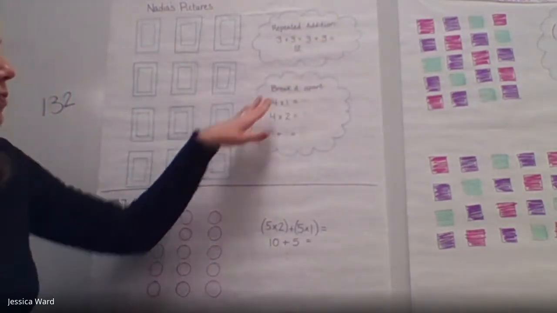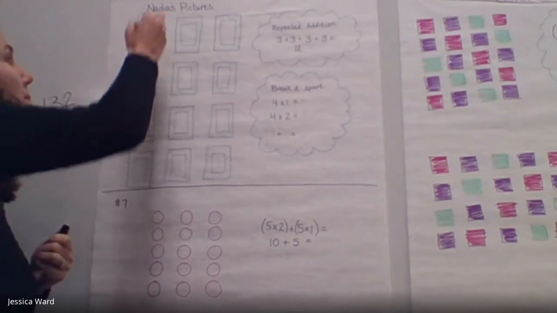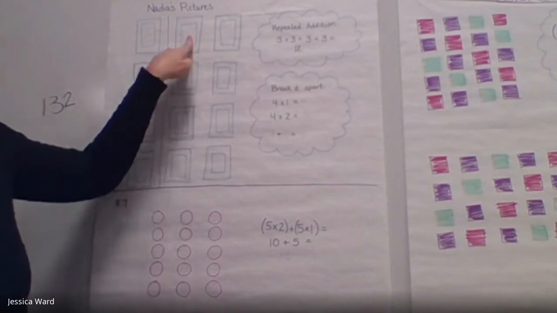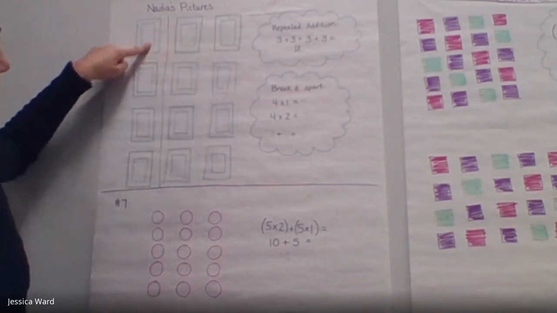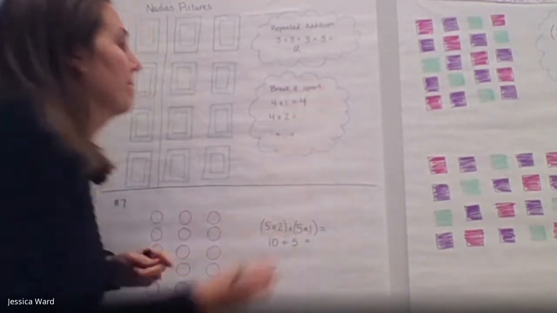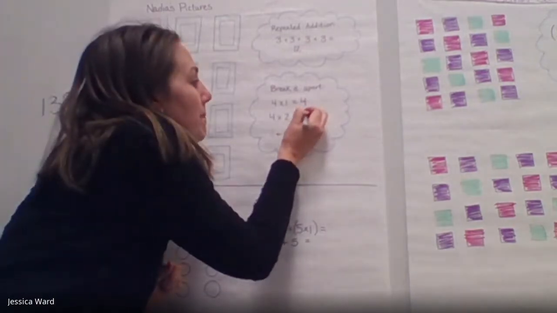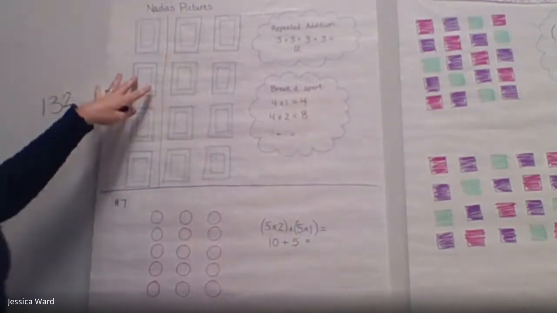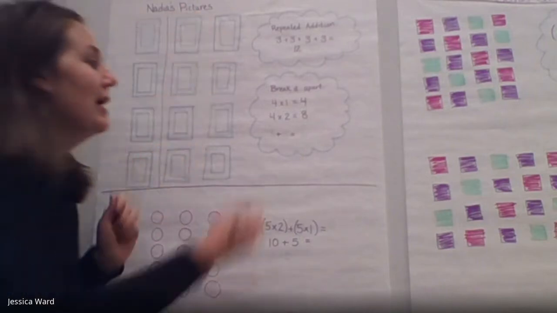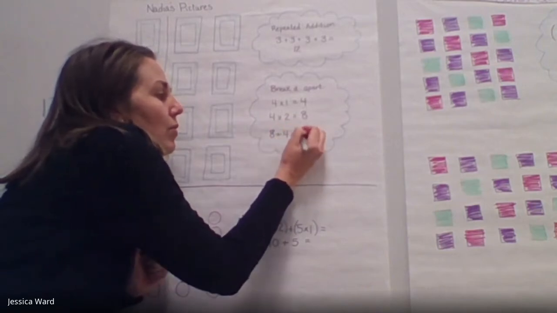I can also break it apart and think about I have 4 in one column, and I have 4 2 times in the other. So I know that 4 times 1 is going to be 4. I know that 4 2 times is going to be 8. And then if I add them together, 4 1 time is 4, 4 2 times is 8. 8 plus 4 would be 12.